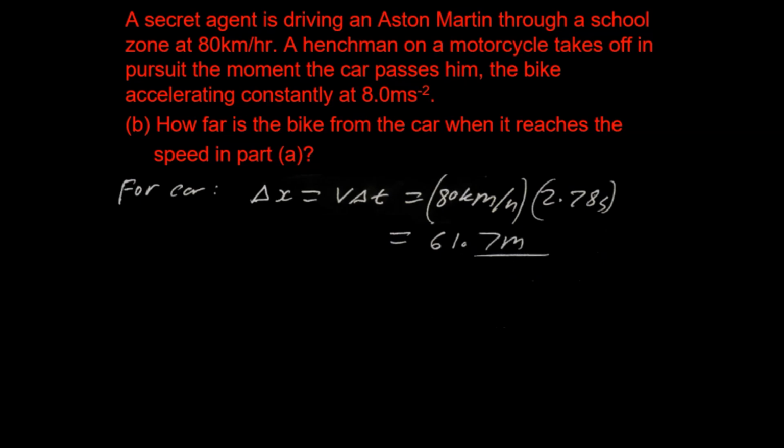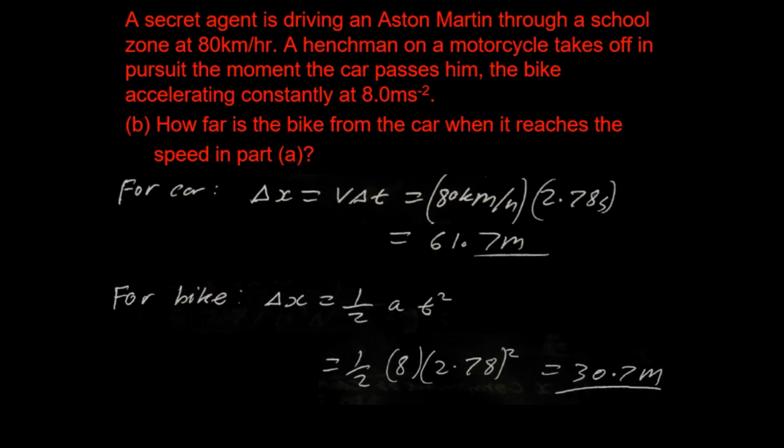Now, in the case of the bike, we need to know how far it has traveled. What we can do here is say that s is equal to v_i t plus half a t squared. Now, the initial velocity of the bike was 0. This means the v_i t term disappears, leaving us with s equals half a t squared. We know that the acceleration is 8 meters per second squared and the time is 2.78, giving us 30.7 meters.